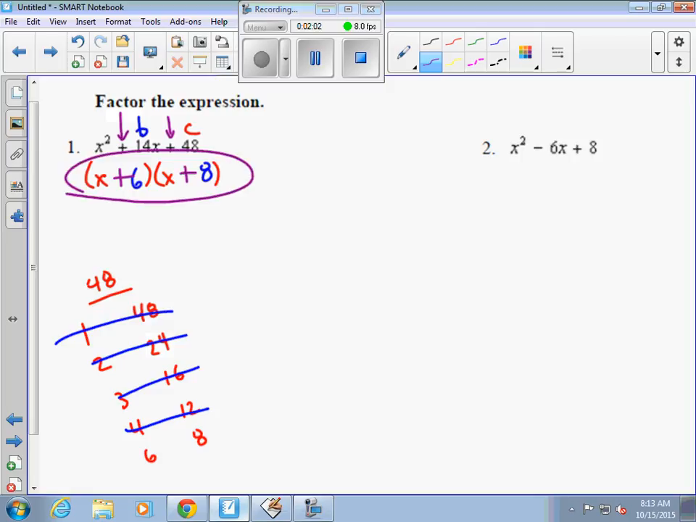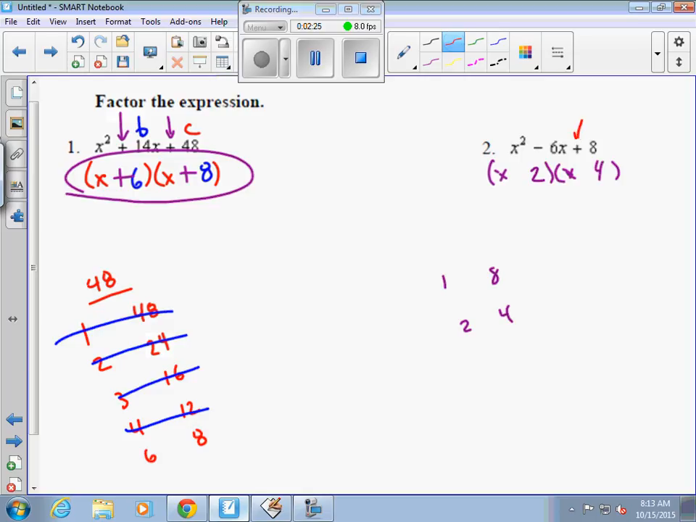We're going to do the same thing with number 2, except your factors of 8 are usually a little bit easier to do than 48. You know you only have 1 times 8 and 2 times 4. Which pair of those will get you to B's value 6? 1 and 8 again will only get you to 7 or 9. 2 and 4 is going to get you to 2 or 6. So we're going to use 2 and 4.